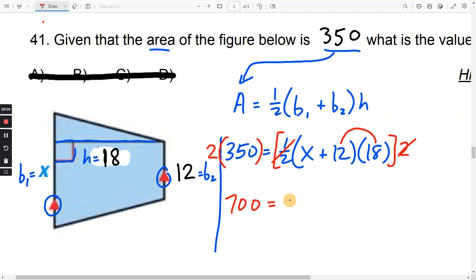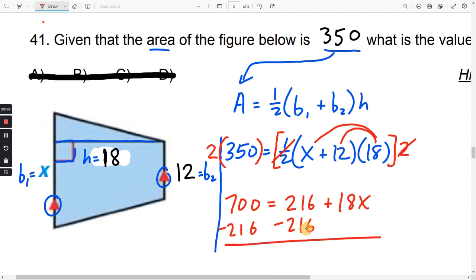And I get 216. And then I'll do 18 times x, and that's just 18x. Okay, solving for x, we need the 216 on the left. Opposite of positive 216 is negative 216. Cancels here. And 700 minus 216, that's going to be 484. And bring down the equals, and that equals 18x.